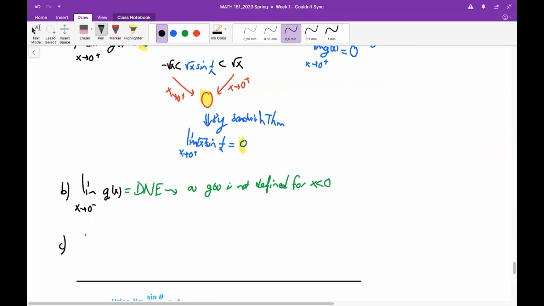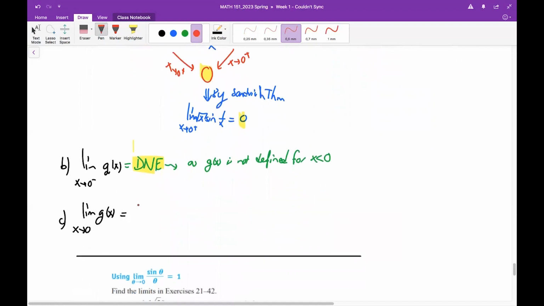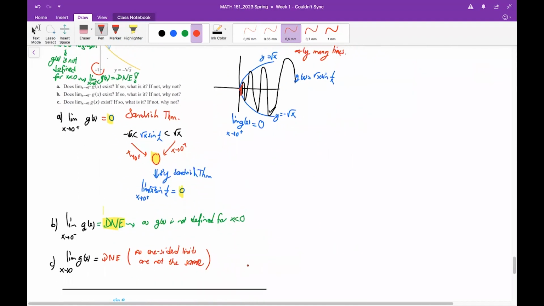And part C is about the overall limit, not from right, not from left, but the actual limit. You will compare these two results. You see, the one-sided limits are not the same. That's why the overall limit does not exist too, as the one-sided limits are not the same finite real number. Okay, so that's it. This example is also a nice one.